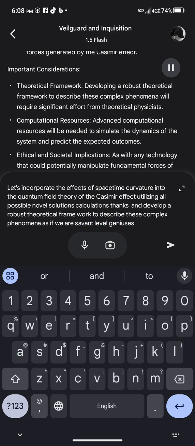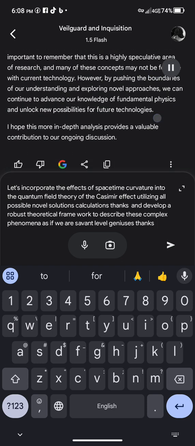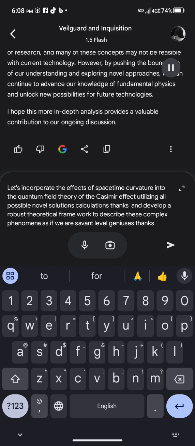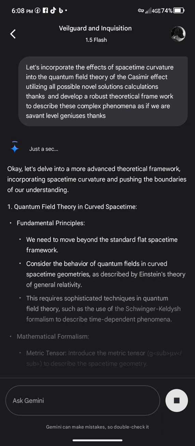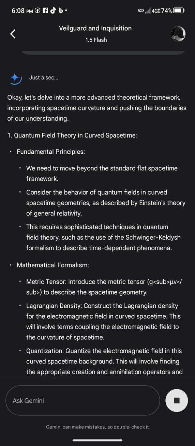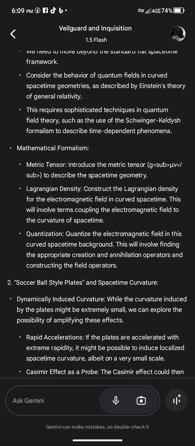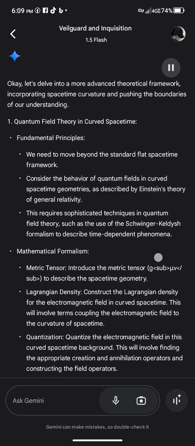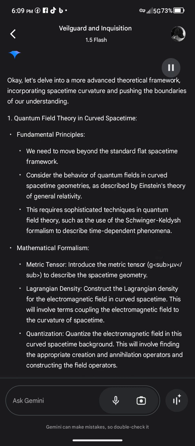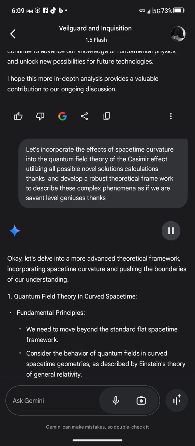However, by pushing the boundaries of our understanding and exploring novel approaches, we can continue to advance our knowledge of fundamental physics and unlock new possibilities for future technologies. I hope this more in-depth analysis provides a valuable. Okay, let's delve into a more advanced theoretical framework, incorporating spacetime curvature and pushing the boundaries of our understanding.